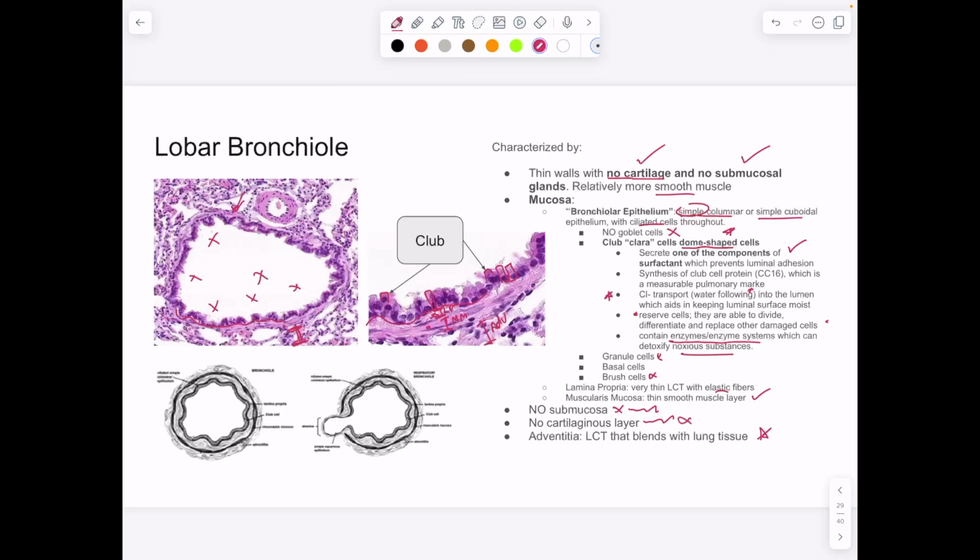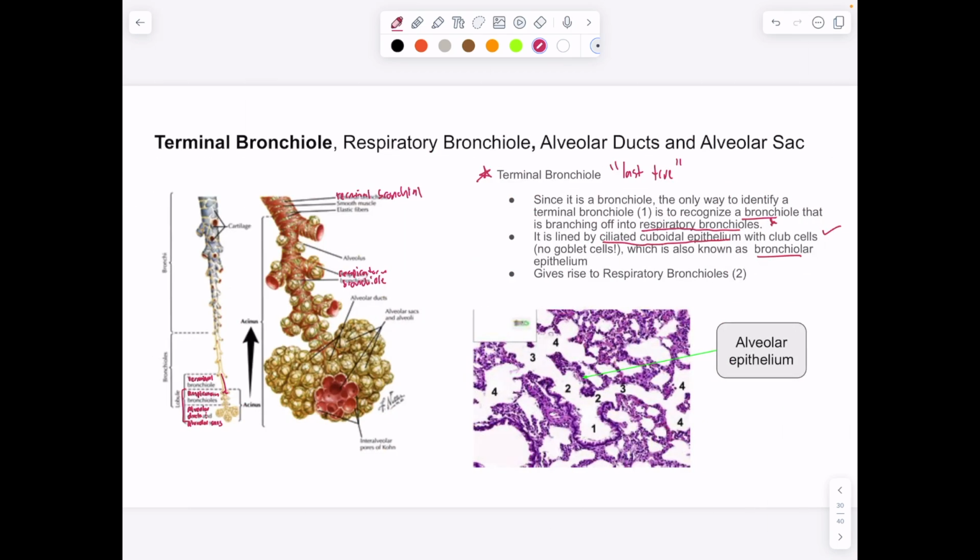It's going to have those club cells, which again act as reserve cells. They do chlorine ion transport to get water to moisten the surface of the lumen. They do secrete one of the components of surfactant, and then they have enzymes that can detoxify not just substances, but importantly, again, we're focused on how to identify these, the fact that it gives rise to respiratory bronchioles.